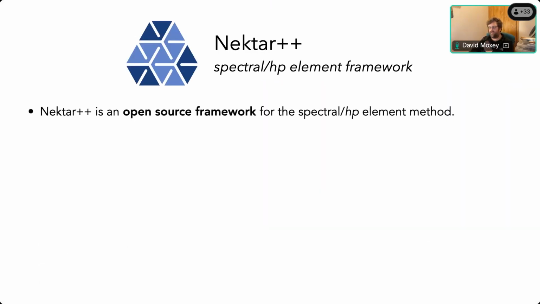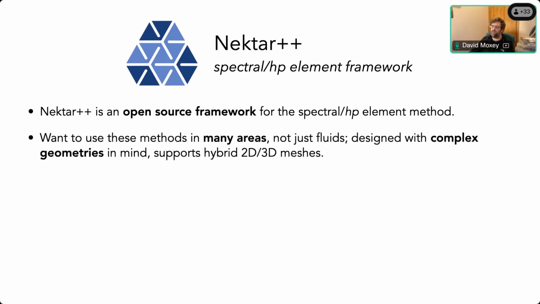So we do this in this code Nektar++, an open source framework for what we call the spectral/hp element method, which I'll discuss more specifically in a couple of slides. It was motivated by a precursor code called Nektar, which focused exclusively on fluids, where we wanted to expand these methods to many areas, not just fluids. So we designed this with complicated geometries in mind, rather than just structured grids, and the reason for that is to have hybrid meshes of multiple element types in either 2 or 3 dimensions.